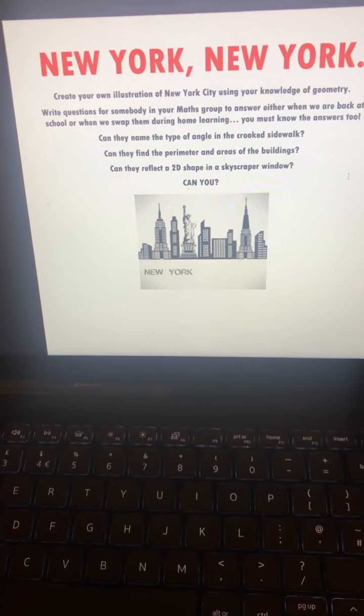So you are today going to be solving the New York learning journey task, which you can find attached to today's Google Classroom. So it asks you to create your own illustration of New York City using your knowledge of geometry. You're writing questions for someone in your maths group. So that is someone in your maths group at school. But we're not going to be showing them to them today.